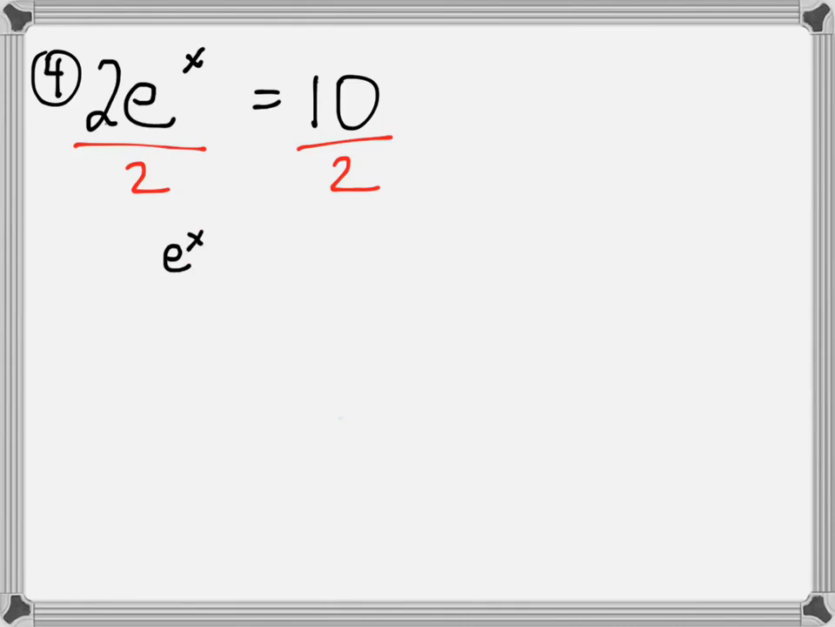e to the x is equal to 5. Now, we need to get to where we have the x by itself. We're going to have to fish it. This time we're going to be turning it into a log, because it's an exponential, we turn it to a log to solve it.